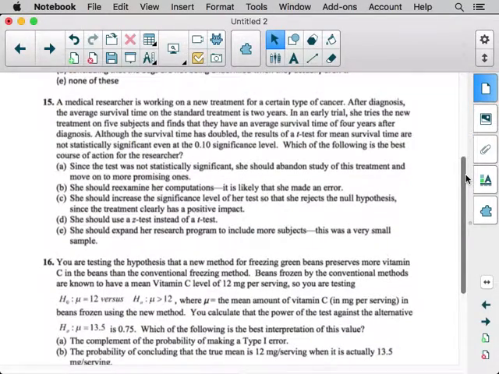A medical researcher is working on a new treatment for a certain type of cancer. After diagnosis, the average survival time for a patient on the standard treatment is 2 years. In an early trial, she tries a new treatment on 5 subjects and finds that they have an average survival time of 4 years after diagnosis. Although the survival time has doubled, the results of a t-test for mean survival time are not statistically significant, even at the 0.1 level. Which of the following is the best course of action for the researcher?